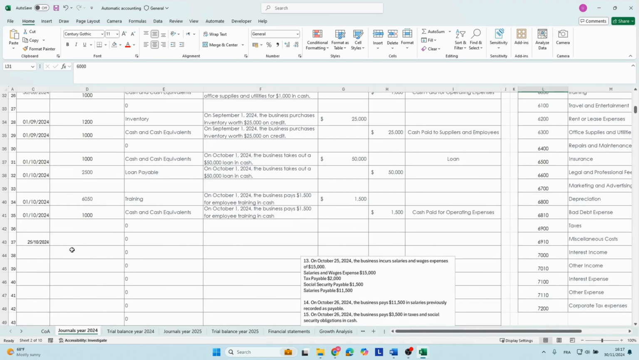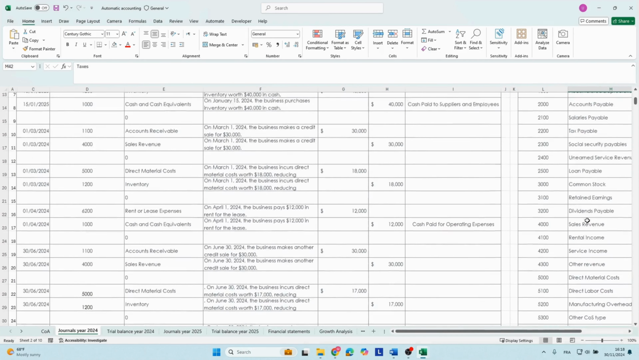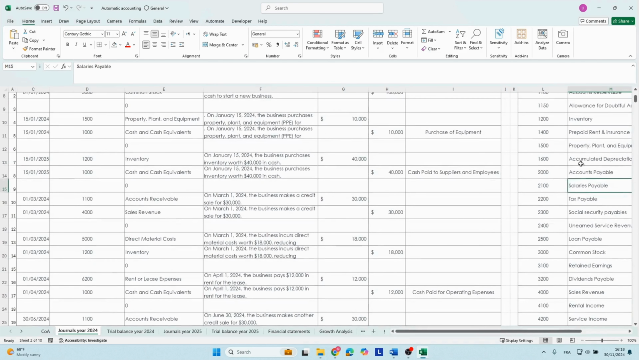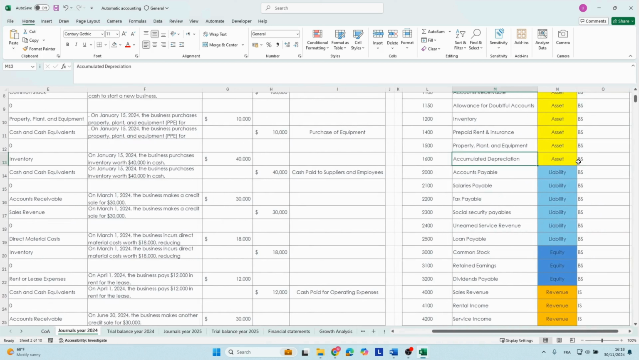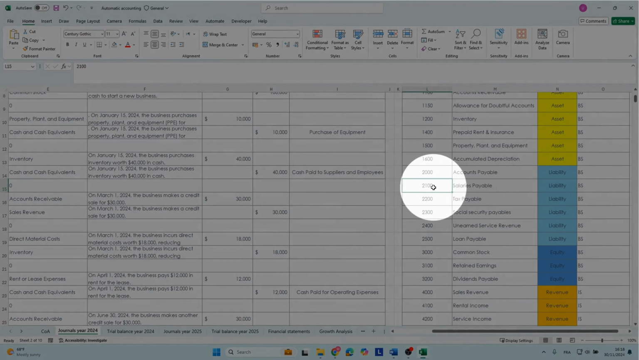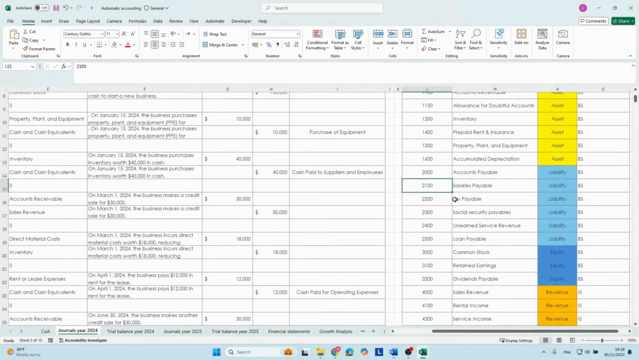6,000. So we put the description. We put the amount in debit. This is the cost. Then we have to book the accounts payable. So this is a liability account, because the company takes it from the employees, income tax, then pays it to the government. So you have tax payable 2,200 and salary payable. Salary payable is 2,100, tax payable 22, and social security is 23.